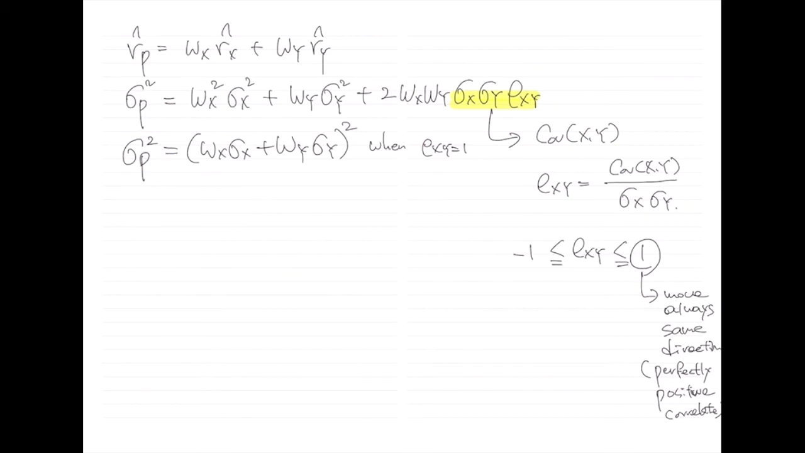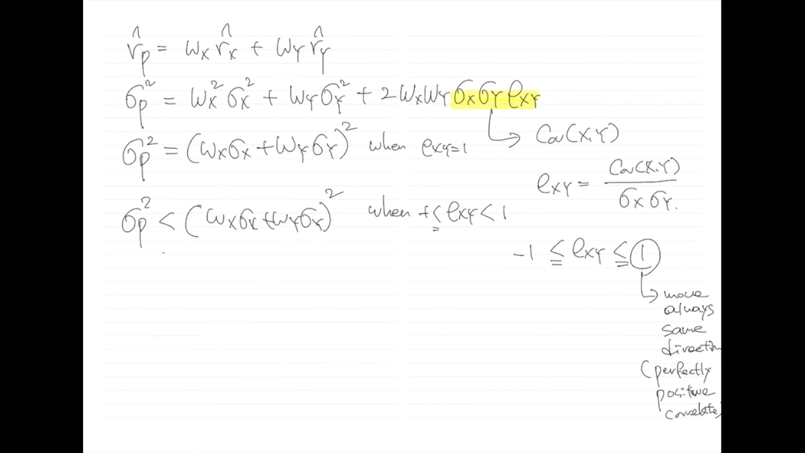But when you assume rho XY is not the same as this, less than 1, we can say this part is smaller than this, right?